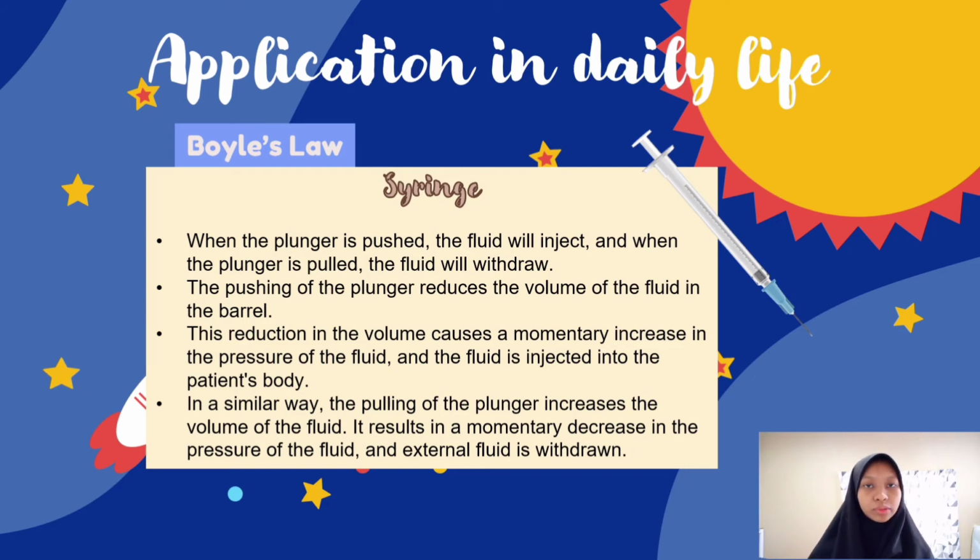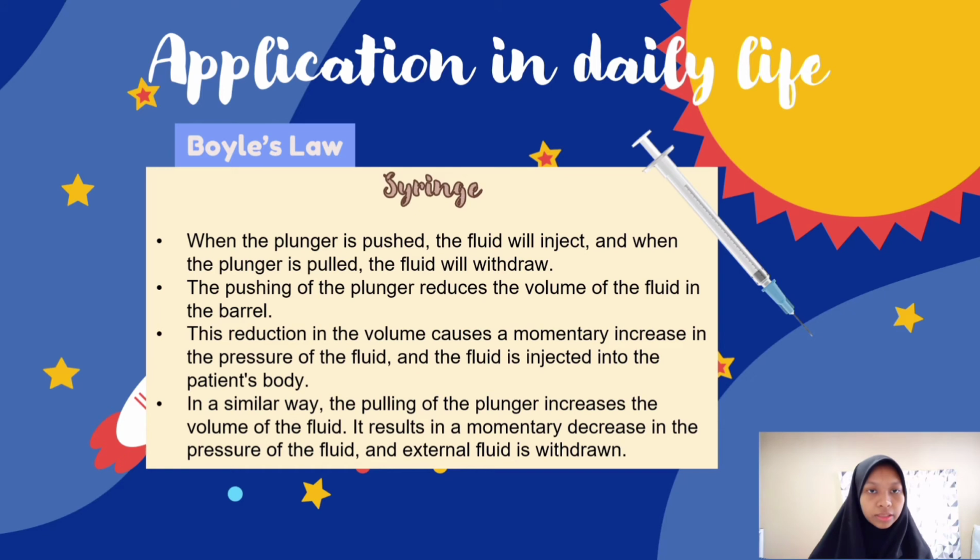One example of Boyle's law is a syringe. We have all seen a syringe while visiting a doctor. It is a medical device used to inject or withdraw fluid. It consists of a hollow cylinder called a barrel and a sliding plunger attached to it. The working principle of a syringe is like a reciprocating pump. When the plunger is pushed, the fluid is injected, and when the plunger is pulled, the fluid is withdrawn.